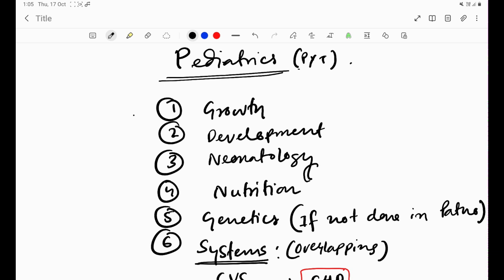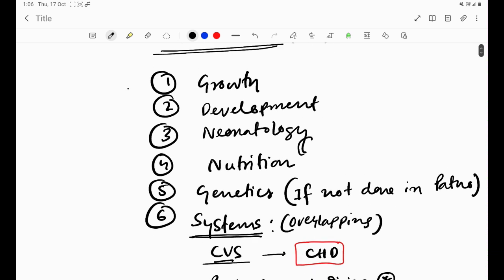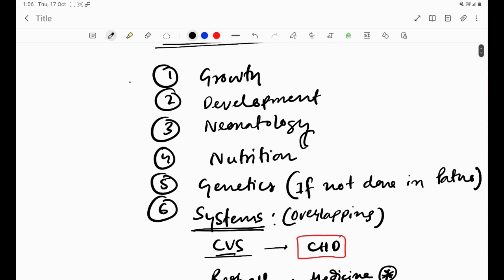We'll be studying pediatrics as it's a smaller subject compared to others, and it has topics that overlap with the other subjects, mainly medicine. So you can finish it early. Pediatrics has some core pediatric topics, and some topics which overlap with others.